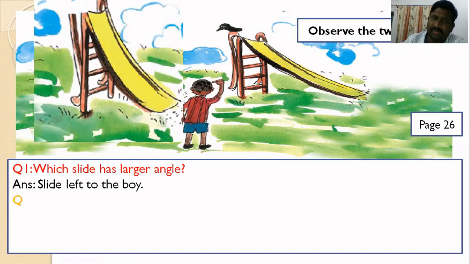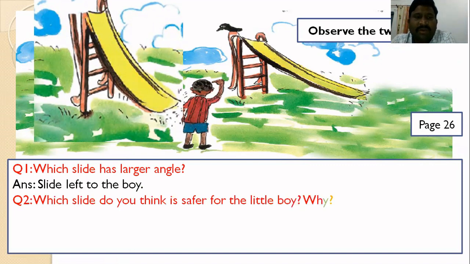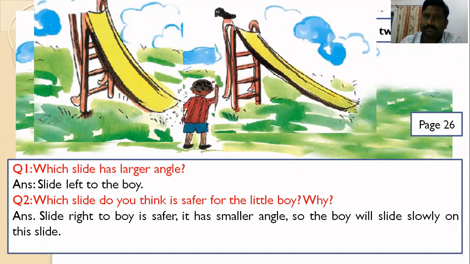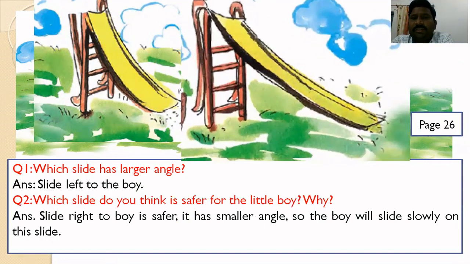Okay. Now question 2. Which slide do you think is safer for the little boy? Of course, slide B, the slide to the right of the boy. Why? It has a smaller angle, and the benefit of a small angle is that he will come down slowly. So this is safer.